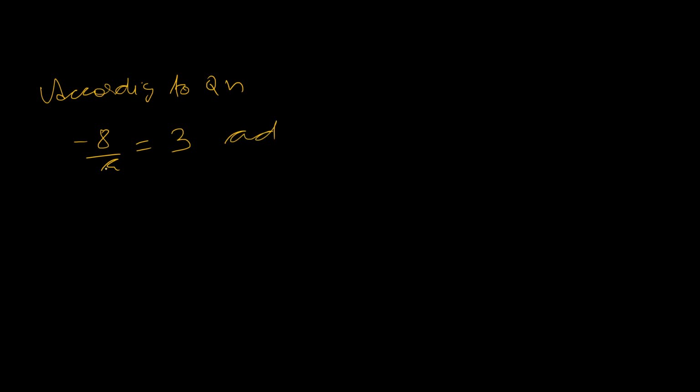So this a minus 8 by a means the x-intercept of the first line is equal in length and opposite in sign to the x-intercept of the second line. Likewise, the y-intercept of the first line is equal in length but opposite in sign to the y-intercept of the second line. From this we can find a and b.